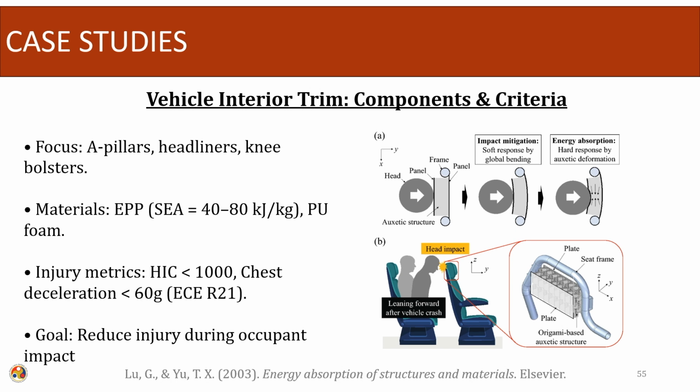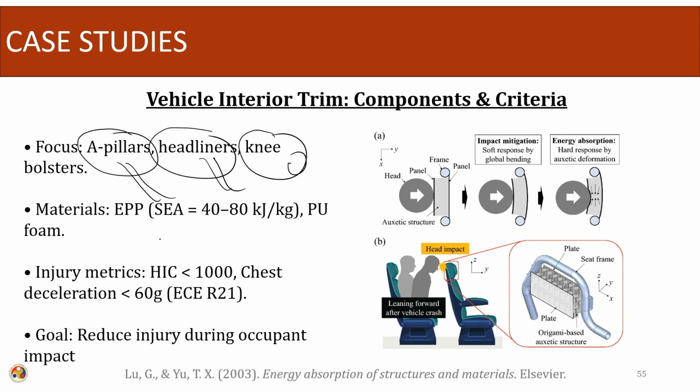One more example of an energy absorption material is the vehicle interior. If you closely look into the interior of a vehicle, there are different mechanisms in place to protect the occupant and also to protect the vehicle from an impact. We will look into the different components and the criteria according to which they are designed. Their focus is on the knee, headliners, and the back pillars. They have to protect our body, the spinal cord, our heads, and the knees.